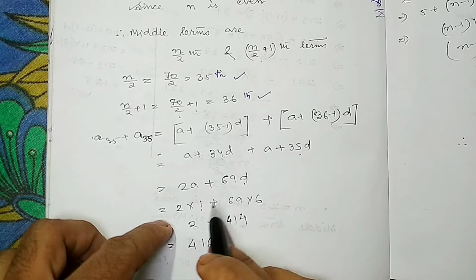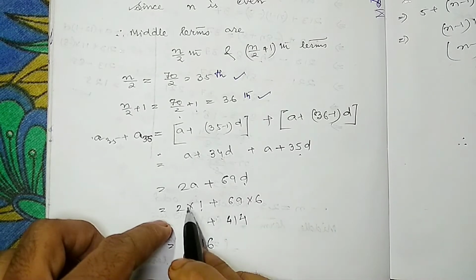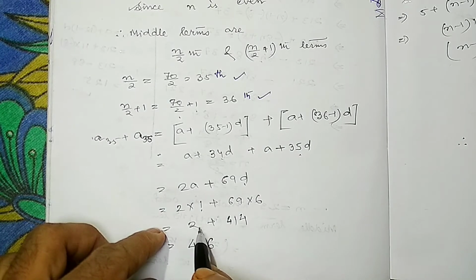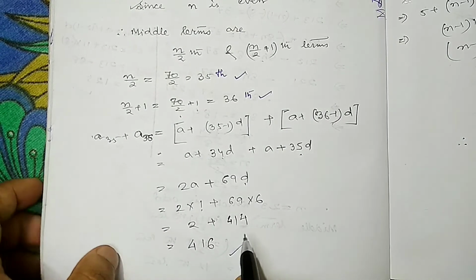A1 is known to us. D is also 6, given. So 2 into 1 plus 69 into 6. Multiply. If I add, I am going to get 416.